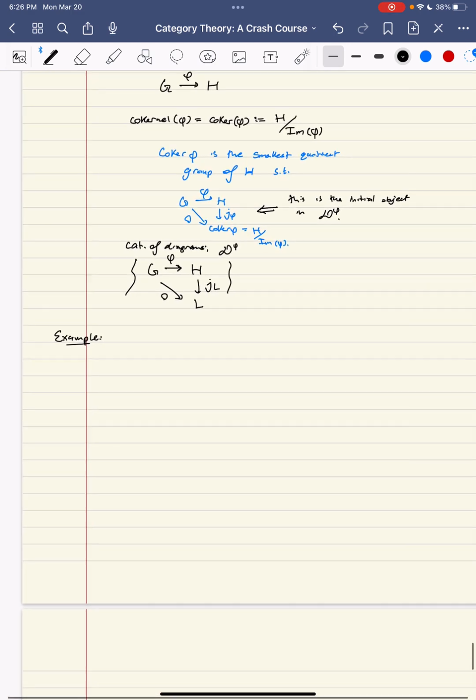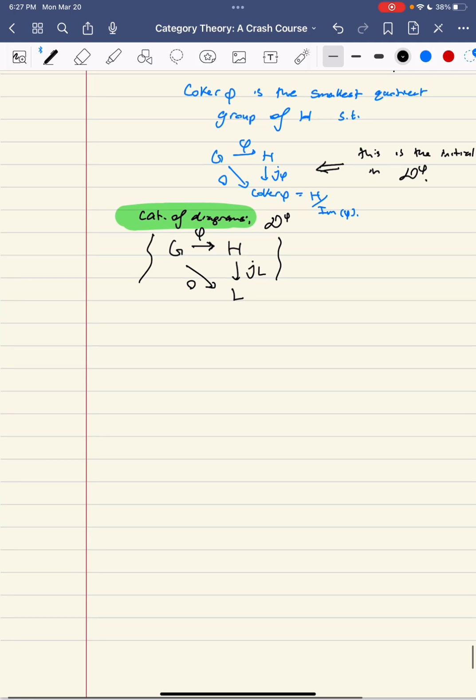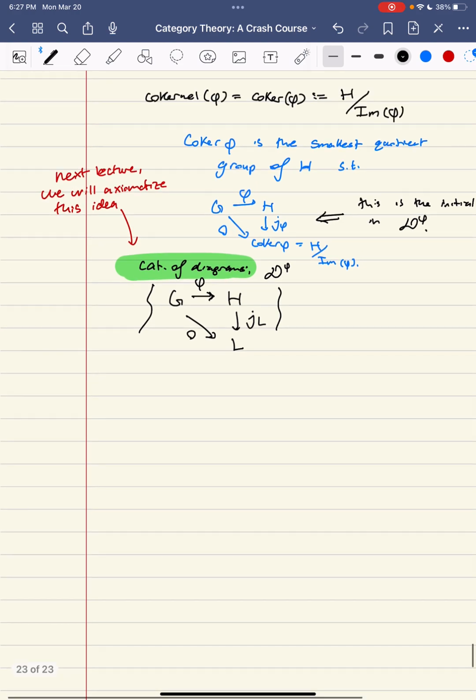Again, this is meant to be a really example-heavy lecture. Next class, where we talk about something called limits and co-limits, we'll talk more about what I mean by a category of diagrams. We'll axiomatize this kind of construction, a category of diagrams, next time, and rigorously go through what it means. This is the idea of limits and co-limits.